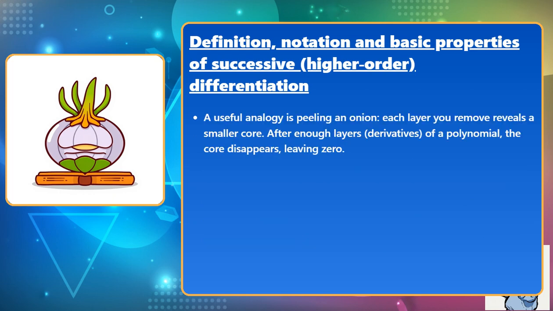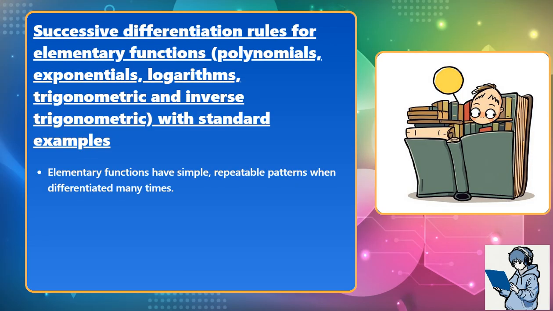A useful analogy is peeling an onion. Each layer you remove reveals a smaller core. After enough layers of derivatives of a polynomial, the core disappears, leaving 0. Elementary functions have simple repeatable patterns when differentiated many times.